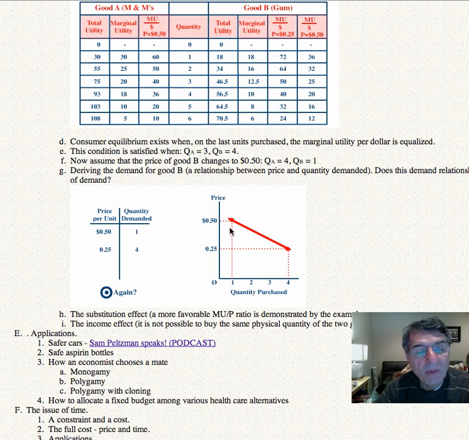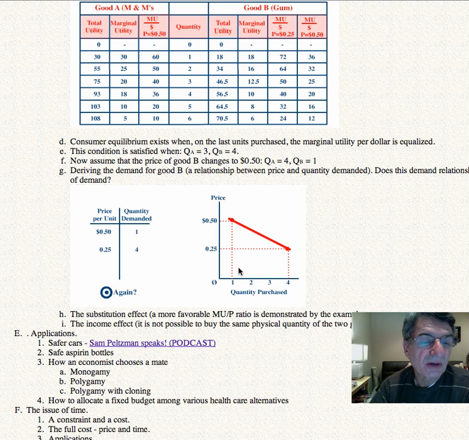And then why? Why is it that when the price goes up, the quantity decreases from 4 to 1? And the answer is there's an income effect, because now, with the price of gum 50 cents, you don't have the money to buy the same quantity as before. You couldn't buy 3 M&Ms and 4 gums. Now that gum's 50 cents a piece, you would need $3.50. You only have $2.50. So that's the income effect. Your income doesn't go as far.